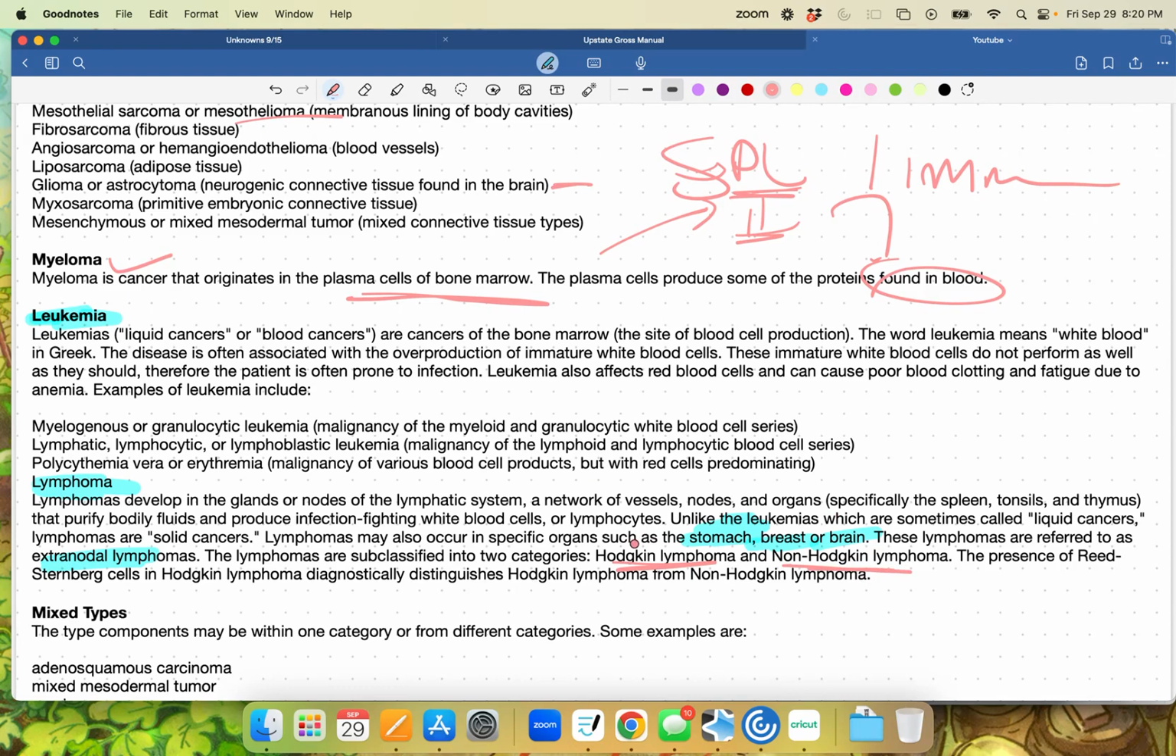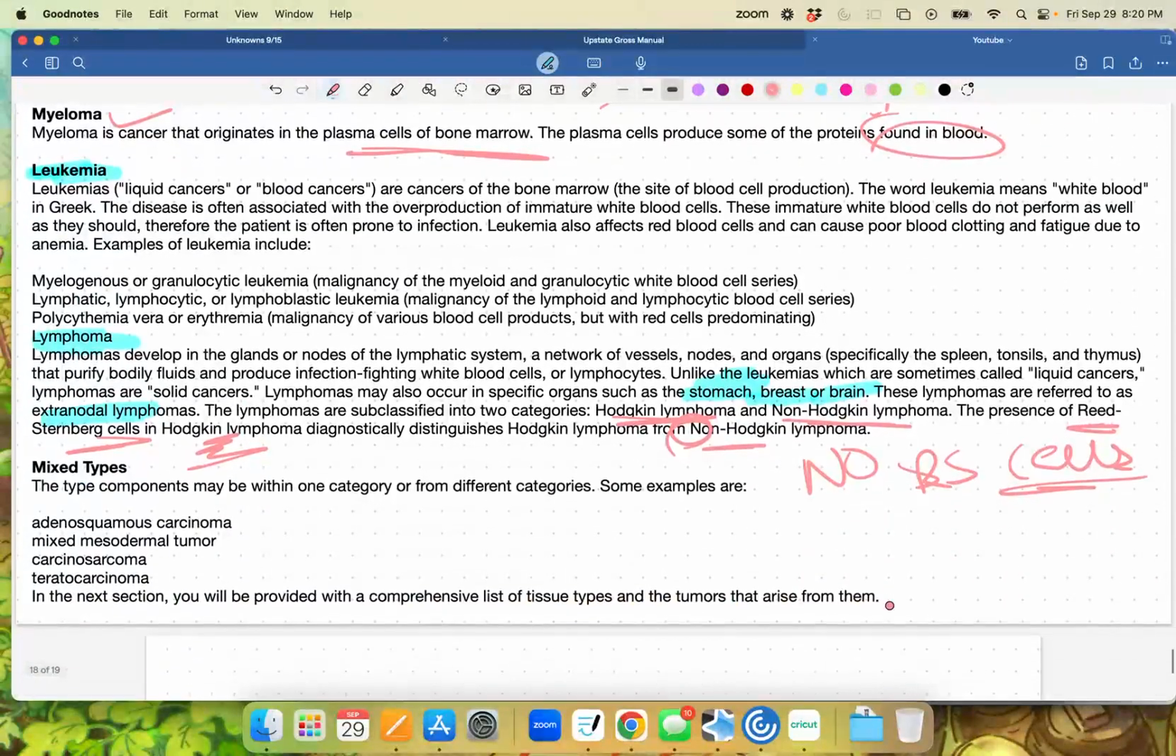Clinically, these are important to know because patients may present with symptoms like night sweats and all of that. So it's important to be able to correlate that and think about lymphoma in those cases. The presence of Reed-Sternberg cells, or owl eye cells, in Hodgkin lymphoma distinguishes it from non-Hodgkin lymphoma. The way that you can remember this is the "no" in non-Hodgkin means no Reed-Sternberg cells, if that helps.